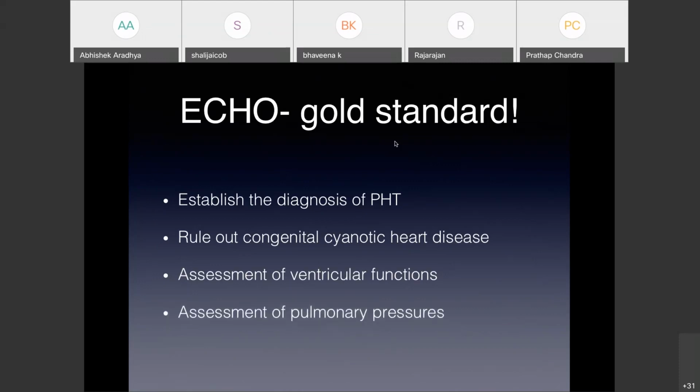Then, echocardiography is also very important in assessing your pulmonary pressures. So once you know what the pulmonary pressures are, it will be able to guide you in the treatment modality. Also, it will be very useful for you to keep checking the pulmonary pressures by doing echoes once every day, so that you will know whether you're improving or whether you're actually getting worse. So echo forms the gold standard.